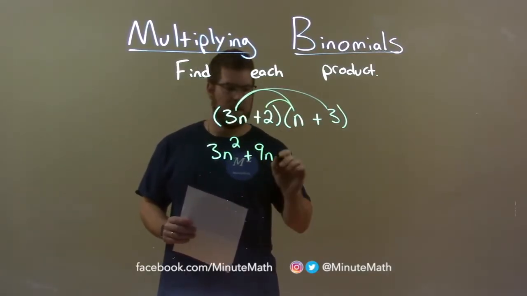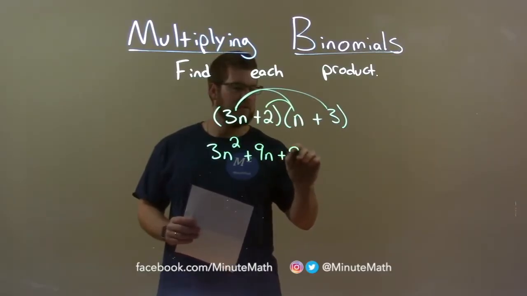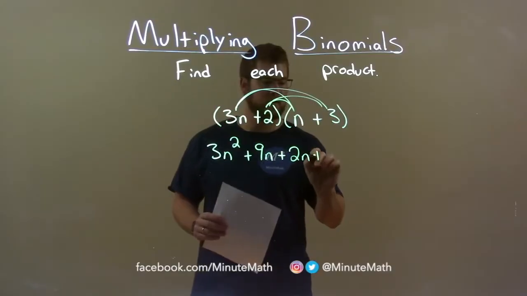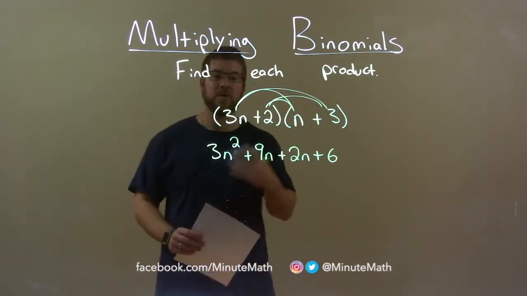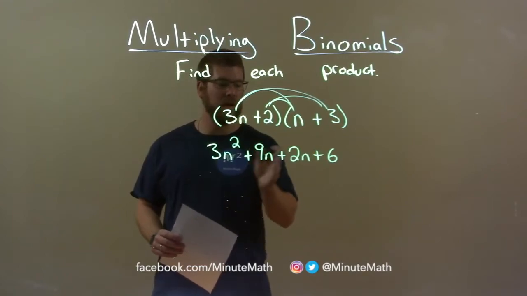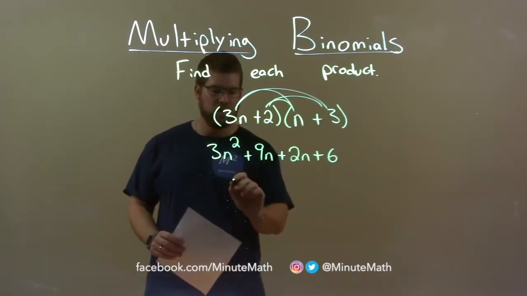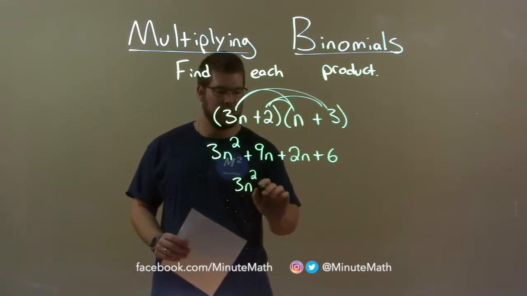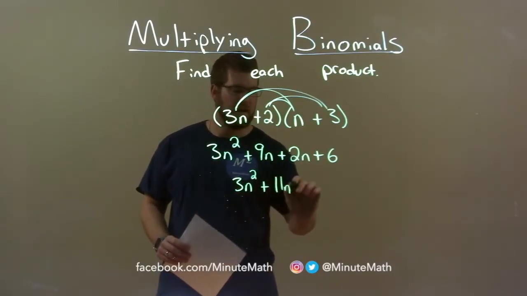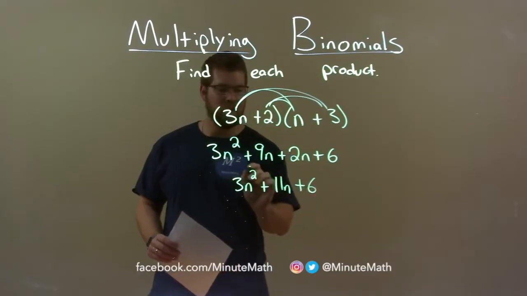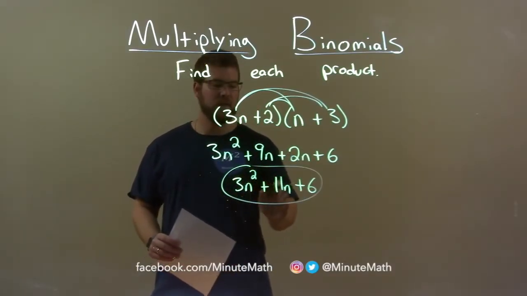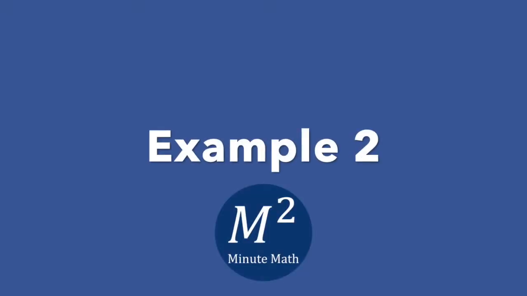2 times n is 2n. And 2 times 3 is a 6. Now we just have to combine our like terms. The only ones I see are 9n and 2n. So 3n squared comes down, plus 9n plus 2n is 11n. Bring down the 6 as well, and there we have our final answer, 3n squared plus 11n plus 6.